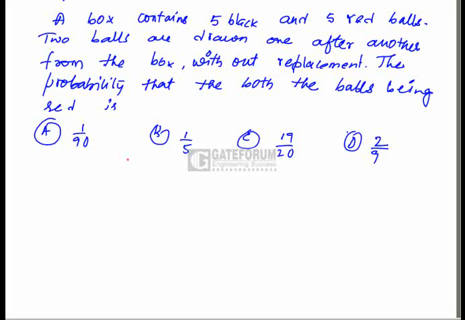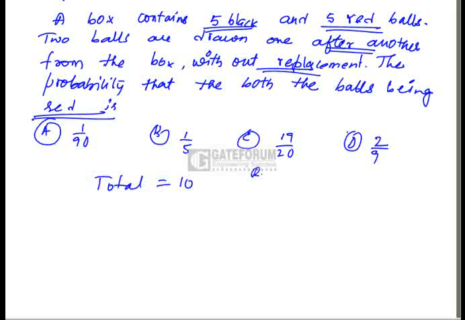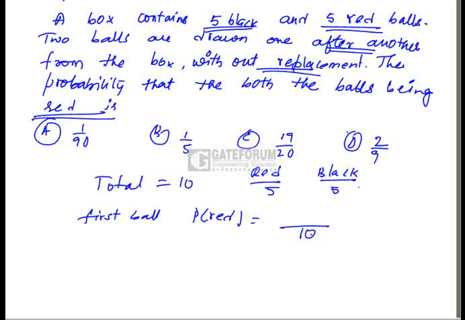In this problem, it is given that a box contains 5 black and 5 red balls, of which 2 balls are drawn one after the other without replacement. Now we have to find the probability that both balls are red. The total number of balls is 10, of which there are 5 red and 5 black. When we are drawing the first ball, the probability of getting a red ball is, out of the total outcomes 10C1, we are selecting one from red, that is 5C1, which is 5 by 10 equals half.